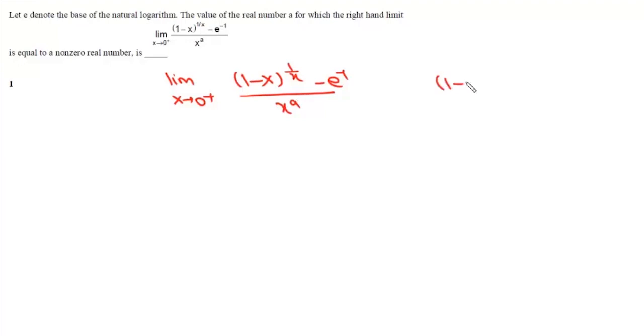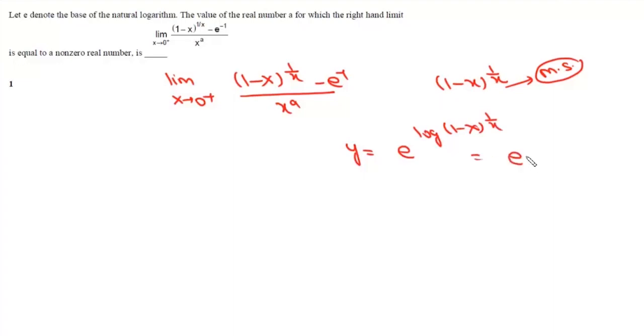So we use the expansion of (1 minus x) to the power 1 by x. Now one of the ways to find this expansion is using Maclaurin series, which we have covered in one of the previous videos. Since we are assuming it's for JEE, we are not going to use Maclaurin series in this case. So suppose this expansion is y, and we can write this as e to the power log (1 minus x) to the power 1 by x, which is e to the power 1 by x log (1 minus x).